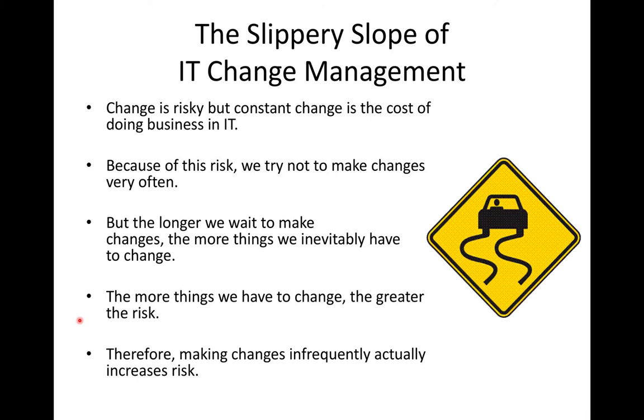Well, that traditional process of managing change in our IT organizations led to something that I call the slippery slope of IT change management. The slippery slope kind of goes like this. The idea is that we know that anytime we make changes to our application or platform, there's some risk involved in the change, no matter how small that change is. And we also know that over time, we're going to have to make changes to our application. It's just an inevitable part of doing business. So, in order to minimize the risk associated with the changes that we need to make, we try not to make changes very often. We try to limit the number of times that we need to change.